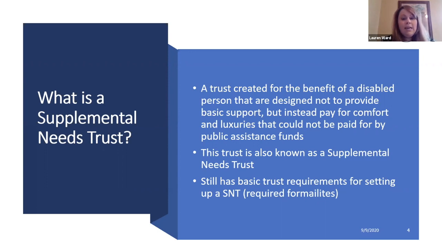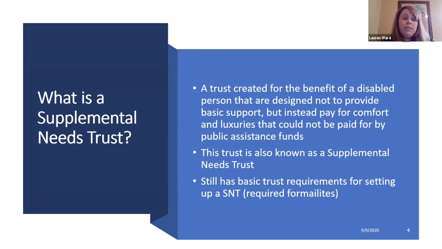SSI and Medicaid tend to cover basic things. SSI in particular is not to pay for your housing, not to pay for your food and not to pay for your utilities and those things. So it is known as a supplemental needs trust for that reason, because it is to supplement your basic requirements.